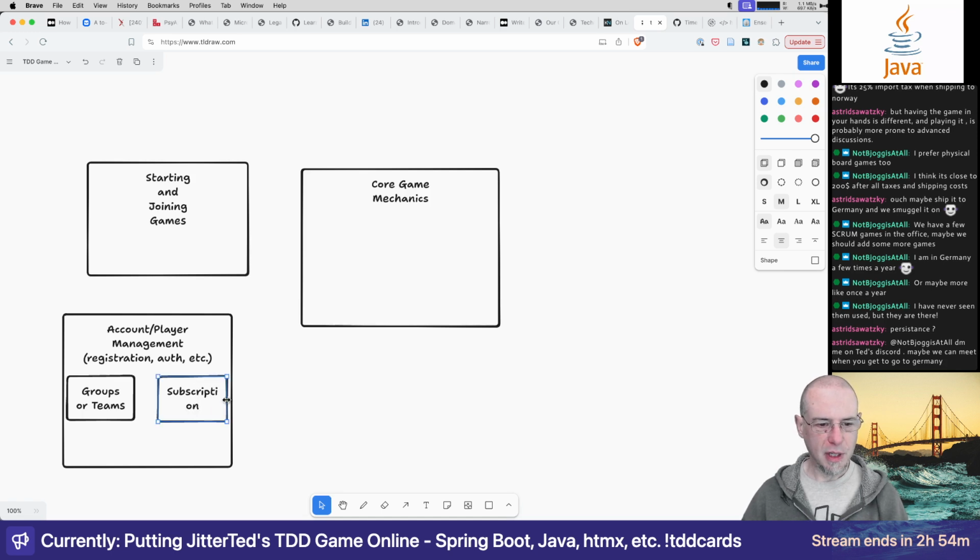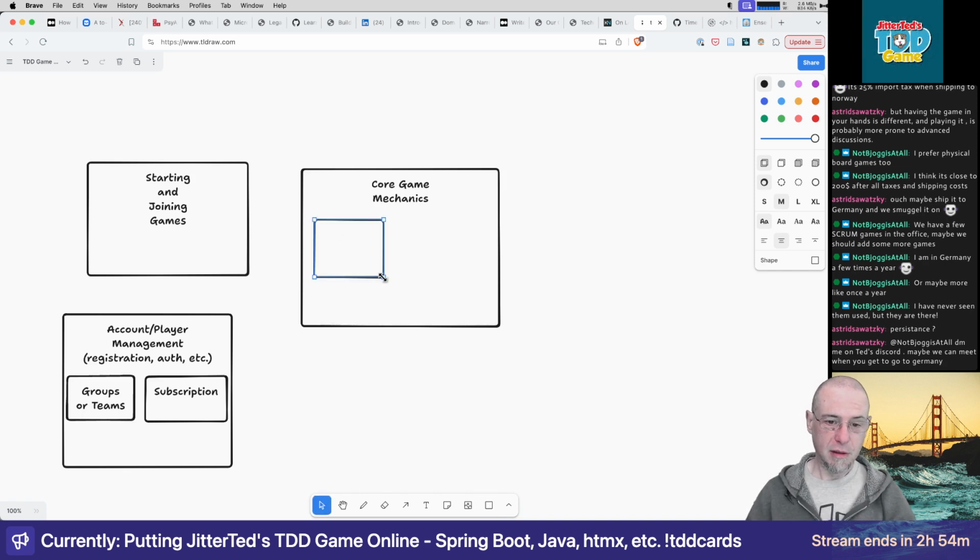The subscription stuff. All right, so that's kind of enough of that. So core game mechanics. So it's basically the front end.